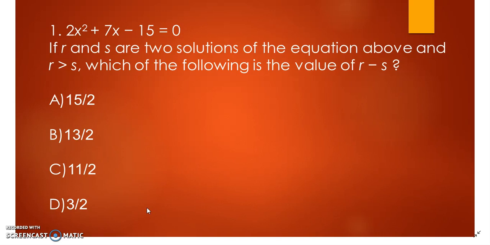Hope you have solved this by now. Let us solve it then.